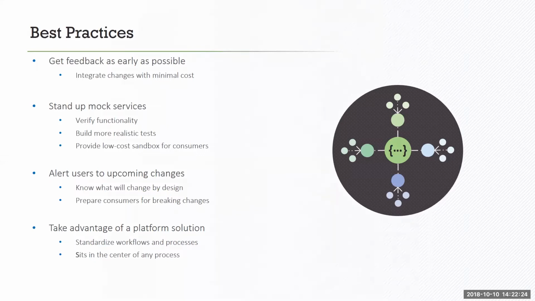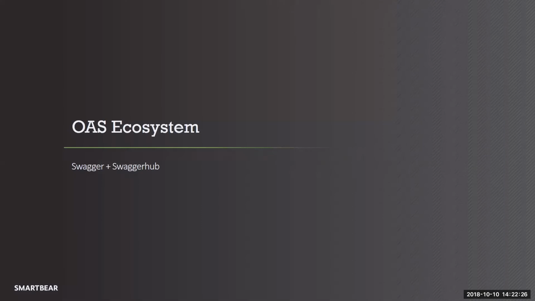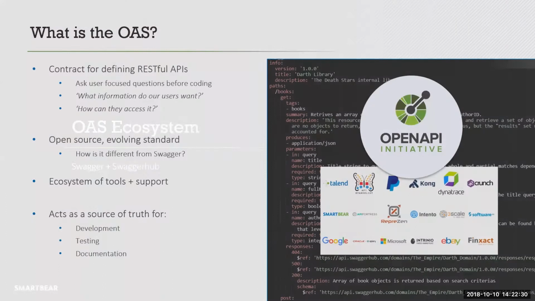So we'll talk a little bit about the OpenAPI ecosystem, Swagger, SwaggerHub, OAS, what's the difference here? So at a very high level, just to level set anybody who's not super familiar with the specification itself, it's a contract for defining RESTful APIs. Pretty straightforward.